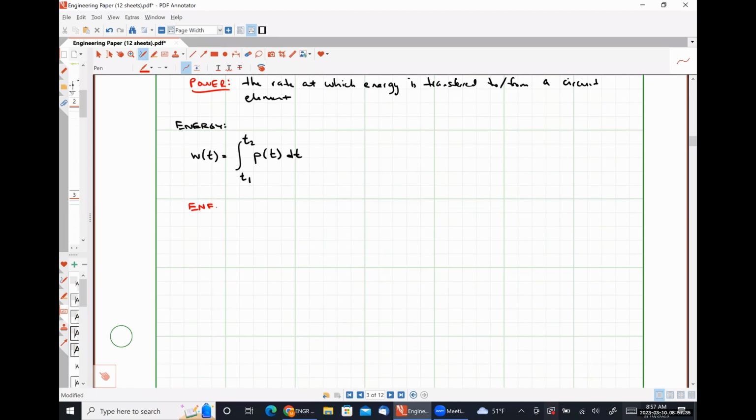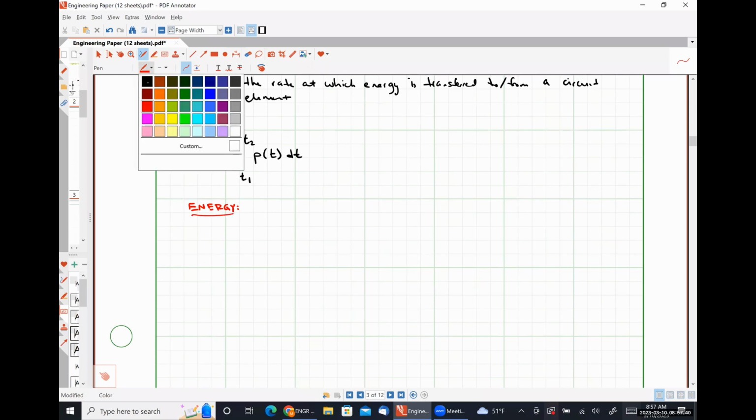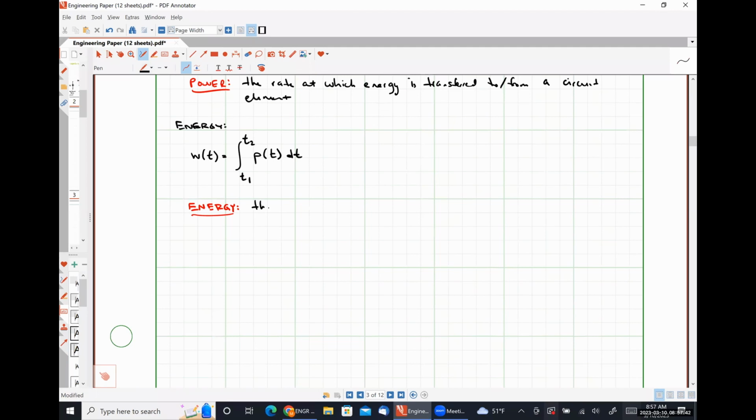And we will define energy for the intents and purposes of this class to be the total amount of power transferred to or from, sorry, my penmanship is getting worse as the class goes on, a circuit element over a fixed time interval.